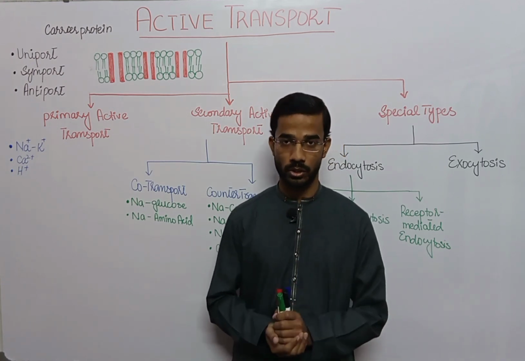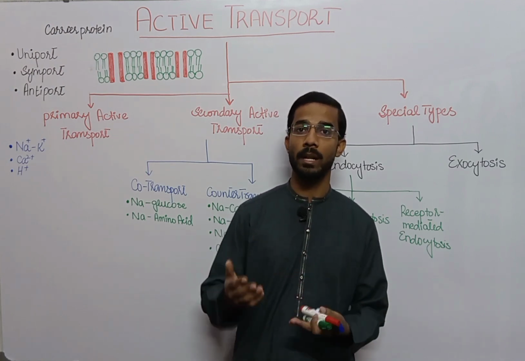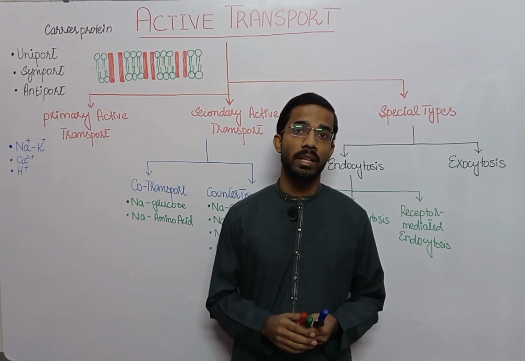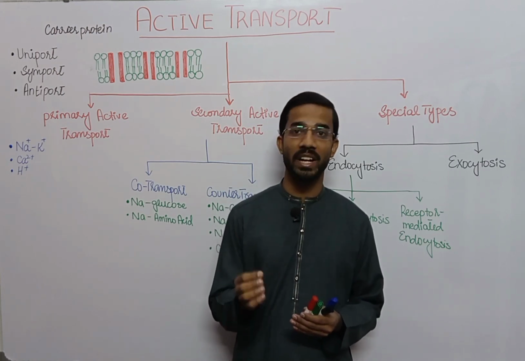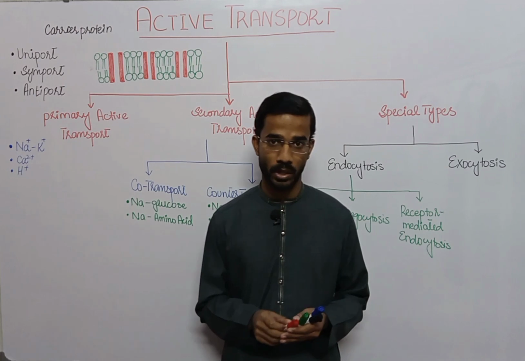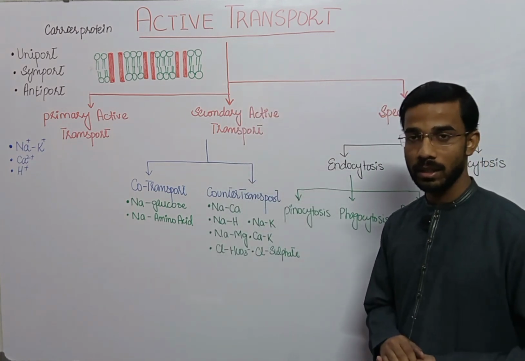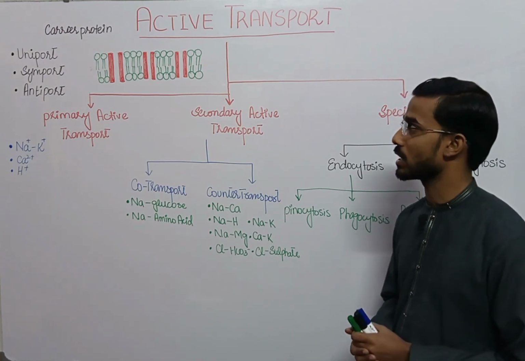Today we are going to discuss active transport, in which the molecules move from low concentration to the higher concentration. It is also called uphill movement, and in this transport energy in the form of ATP will be used. Here we will discuss the three types of active transport.